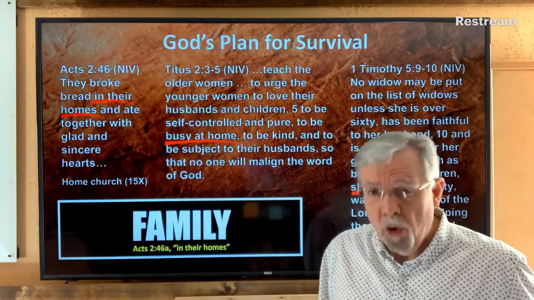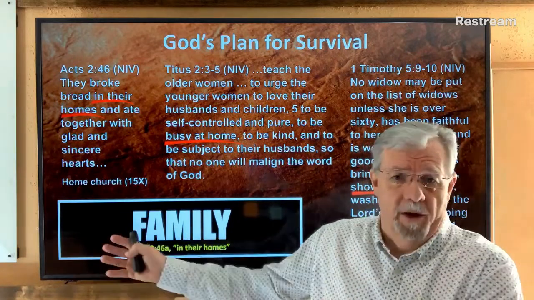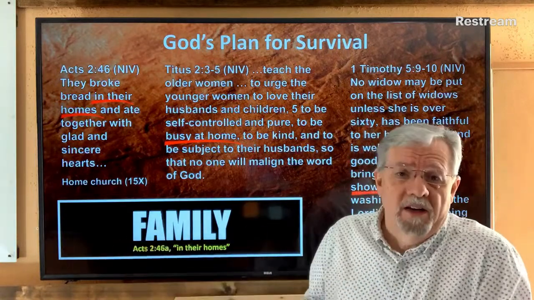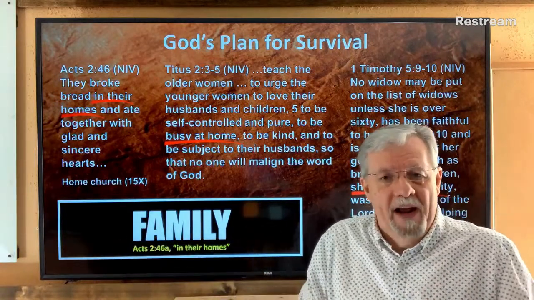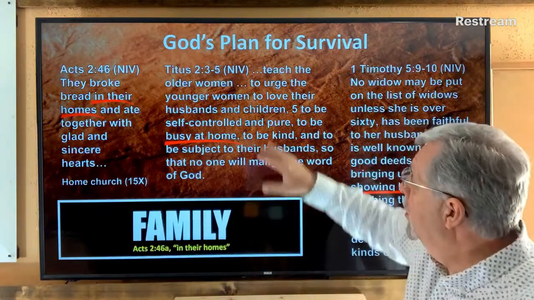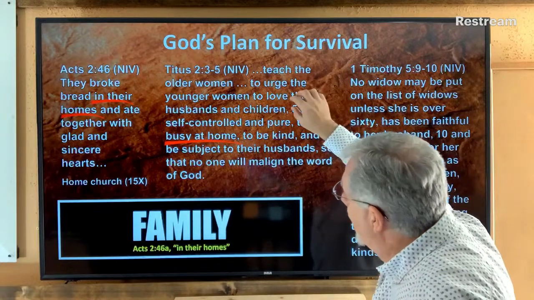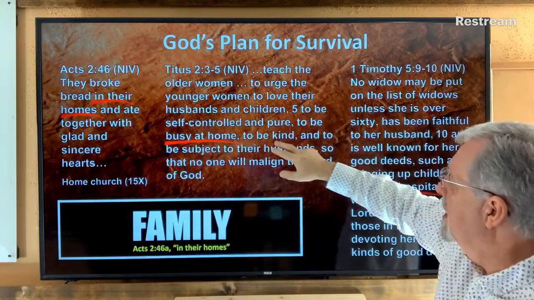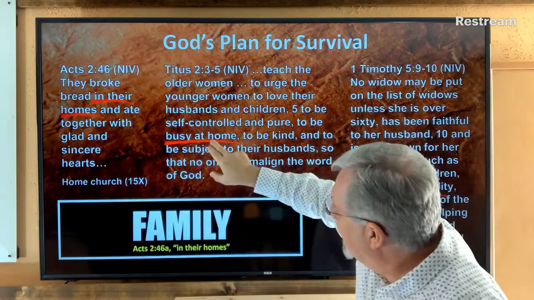You know that it is. Most women have a career away from their family, and it's the minority. It's the exception who are actually doing what God said here, and I think that the church is paying a price for it. Notice that older women are to teach younger women to do a lot of things, love the children, etc., self-control, pure, but watch this, and to be busy at what?